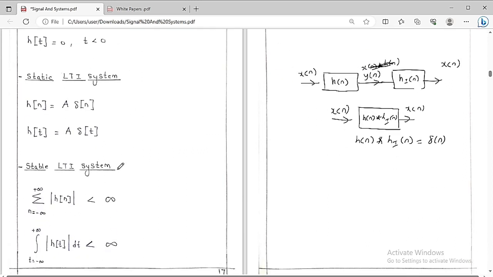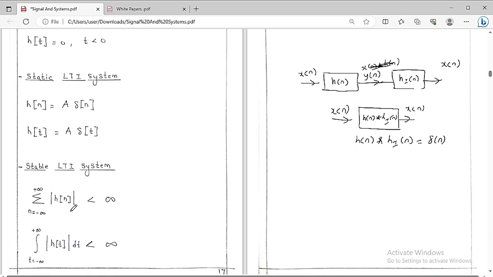Similarly, the stability of a system is what we discussed. For every bounded input, if you get a bounded output, then we can say it is a stable system. Even for at least one bounded input, if you get an unbounded output, then we can say it is an unstable LTI system.